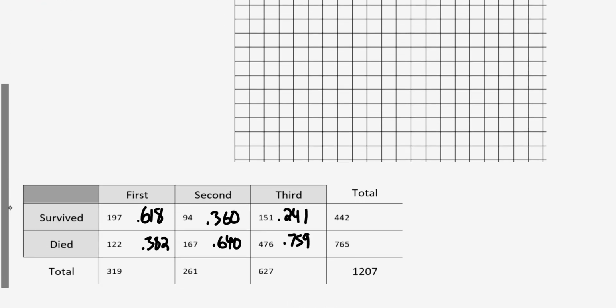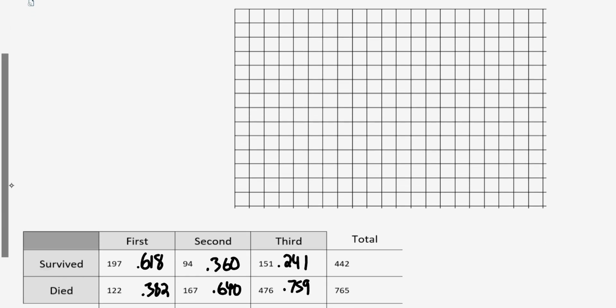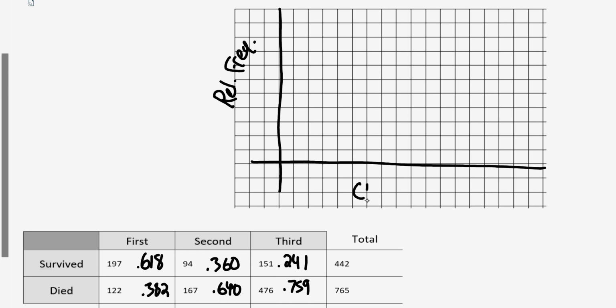Now, for a segmented or side-by-side bar graph, we're going to start it the same way. Okay, we're going to make our two axes. We're going to label it, but in this case, I'm still going to use relative frequency or survival rate. We'll do class over here. And there's my titles. But within each one, we're going to have two bars. So for first class, I can say this is first, this is second, and this is third.